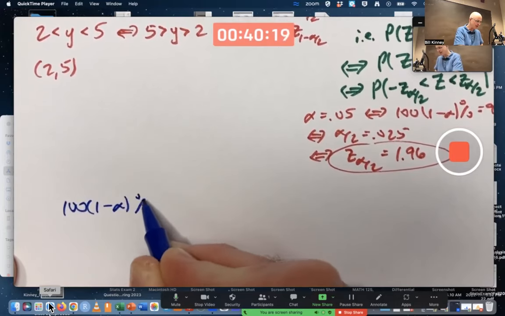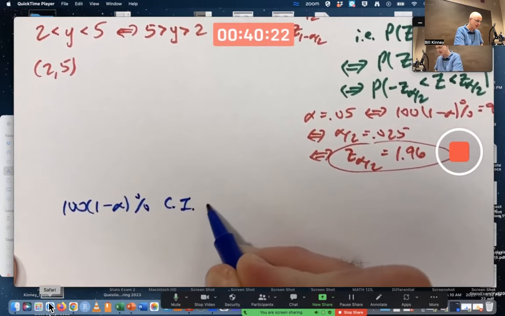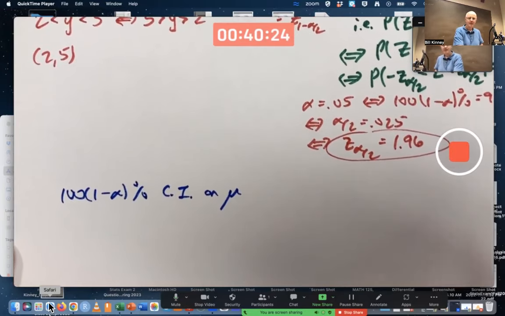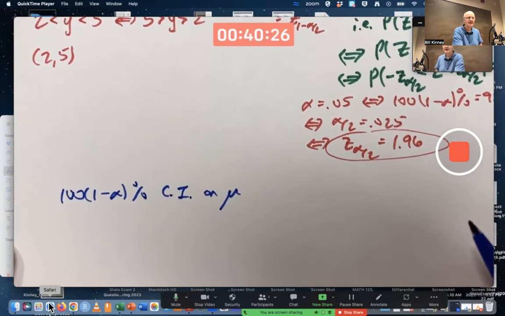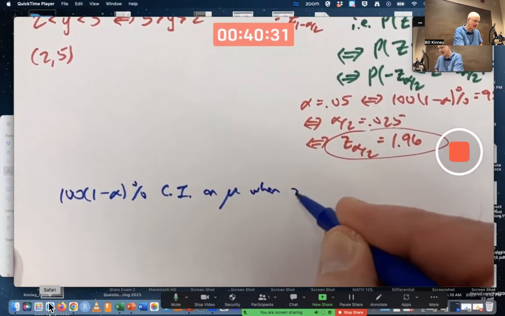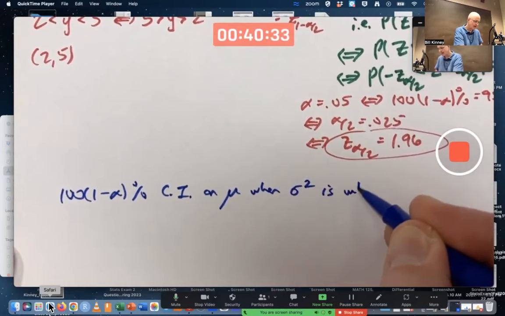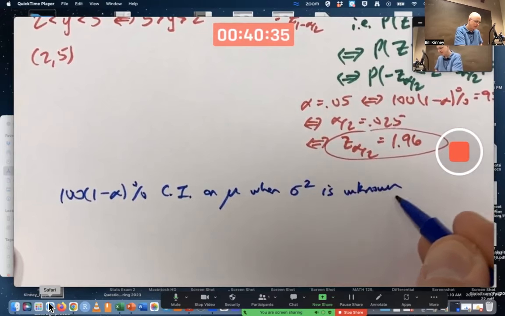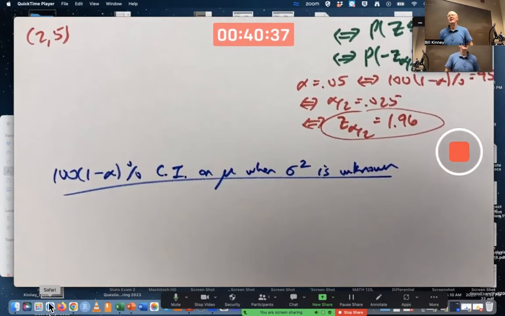A 100 times (1 minus alpha) percent confidence interval, I'll say on mu, but really to estimate mu when sigma squared is unknown. In reality, you should almost always use this, unless you're in a situation where it's just a textbook problem, or you just forget how to do it this way and so you use the other one.